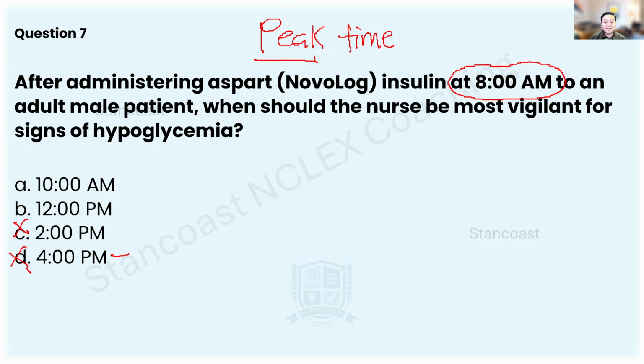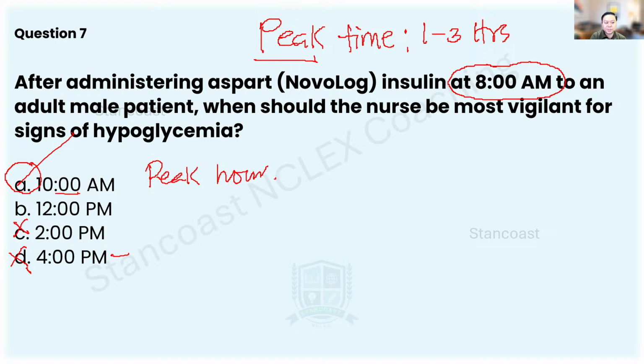This is the peak time. We know that the peak time of the Novolog is somewhere between 1 to 3 hours after it has been injected. So 10 a.m. is the most critical time for you to follow up your patient. Ask them if they are feeling shaky, if they feel somewhat agitated, or if they feel lightheaded. You got to ask them those questions. All right, this is the peak hour of the drug.